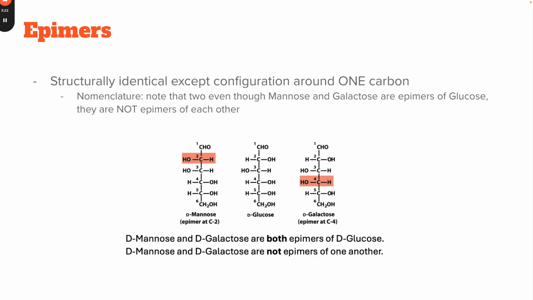And then there are epimers, which are structurally identical except the configuration around 1 carbon is different. If we look at this figure, mannose is an epimer of glucose, highlighted by this red area, and galactose is an epimer of glucose, highlighted by this red area. Even though mannose and galactose are epimers of glucose, they are not epimers of each other. If we compare them, at carbon 2 they're different, at carbon 3 they're the same, and at carbon 4 they're different. So that indicates they're not epimers, they're just stereoisomers. Are there any questions yet?